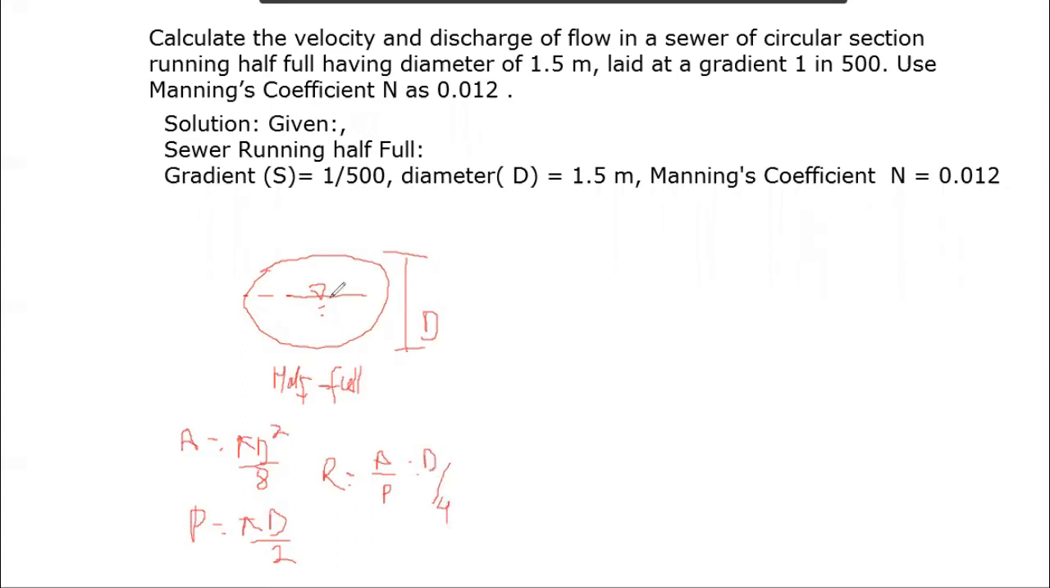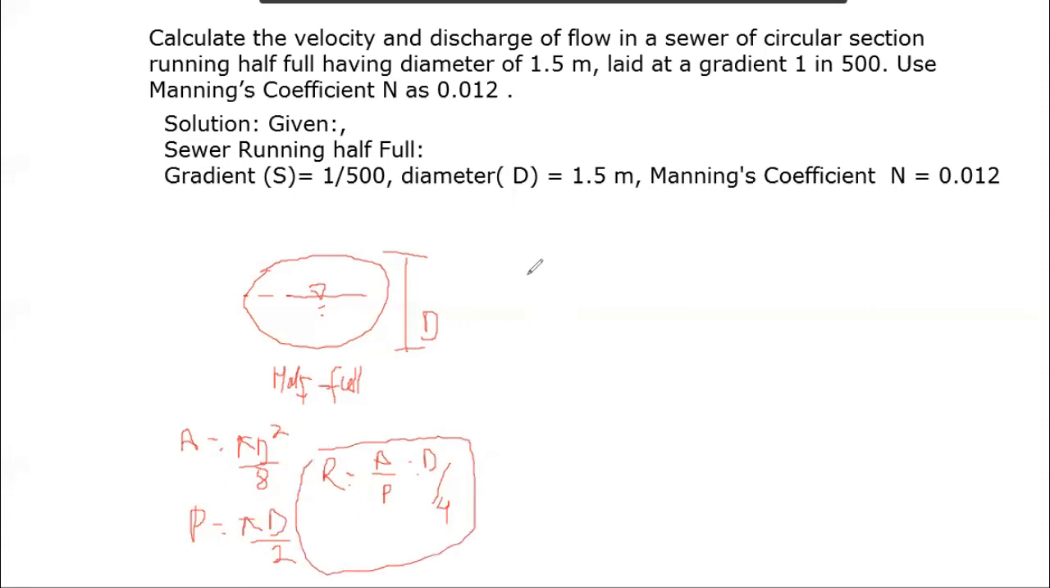Likewise, if the sewer is running full, then again we can easily find the hydraulic radius: pi d square by 4 divided by pi d, so the hydraulic radius in the case of sewer running full shall come out to be d by 4. Again d by 4 will be the hydraulic radius of the sewer running full. So for the half full also the hydraulic radius shall be d by 4.